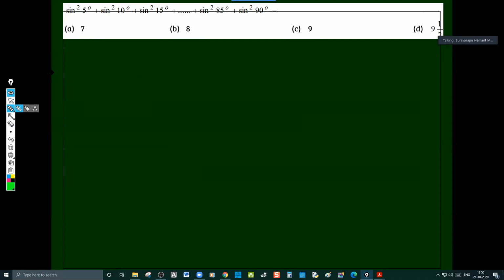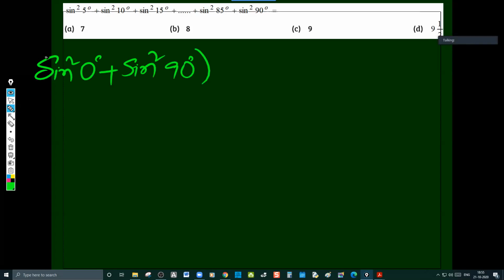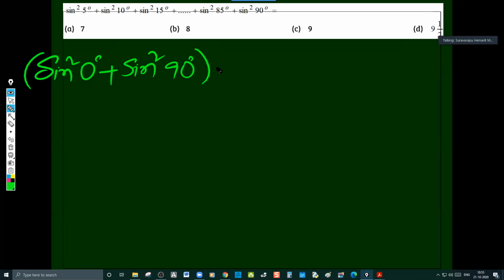Okay, then 9. Wait. Bhavi, are you trying it? Yes, sir. Because sine 0 is 0, I can take it. So 9.5. That should be true, what I feel. 9.5.